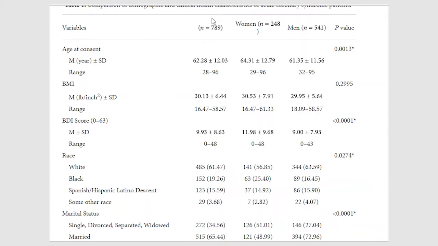It's got the total number of subjects, so we got 789, and then it's breaking it down by women and men within the particular study, and then the p-value. So it's not giving us the statistics, the specific statistic from the statistical test. It's just giving us our p-value, right? The probability of whether or not the difference is larger than we expect by chance.